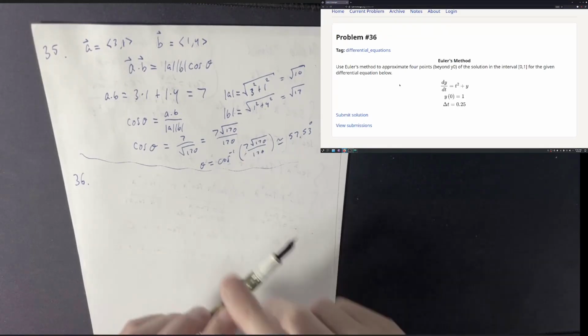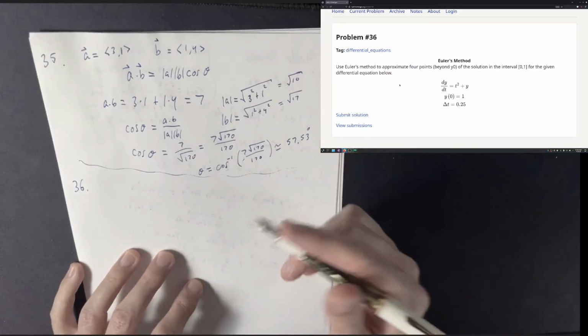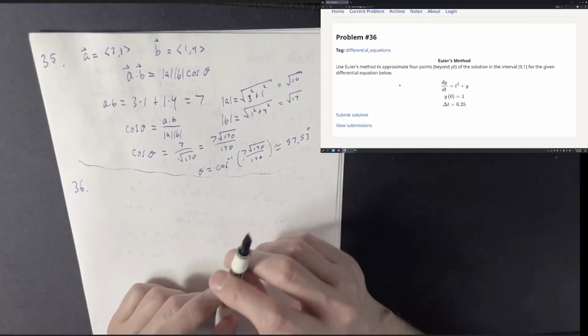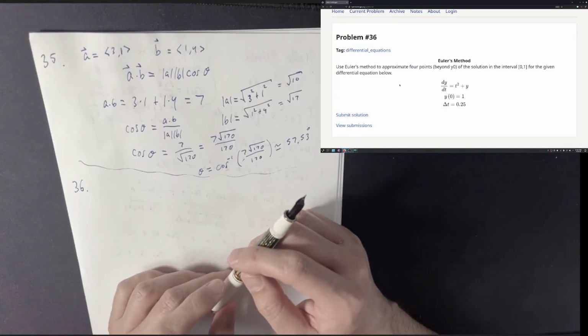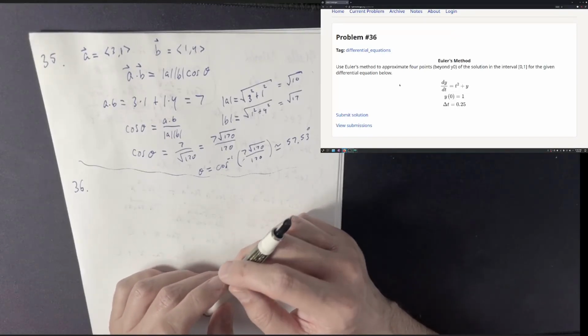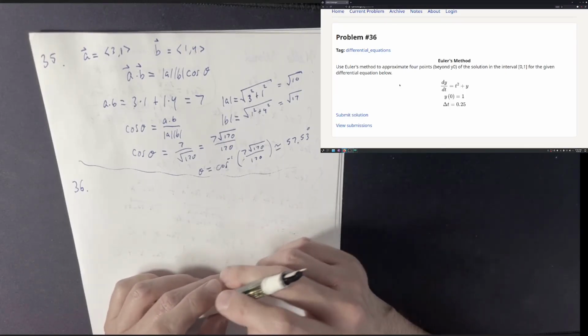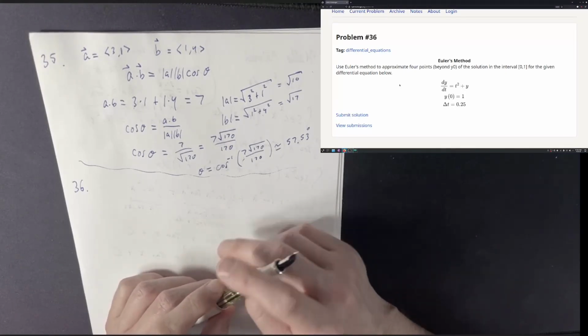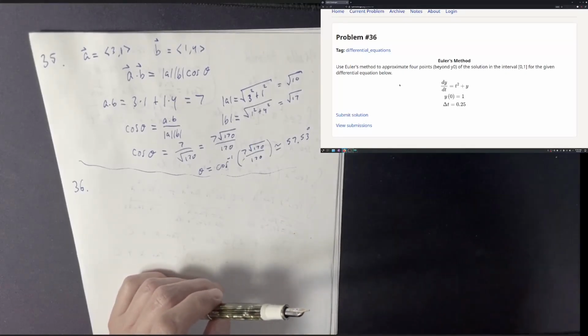Differential equations question this week is: use Euler's method to approximate 4 points, so points like y1 through y4, with solution in the interval 0 to 1 for this differential equation. So this is a pretty straightforward one, you just have to know what Euler's method is.